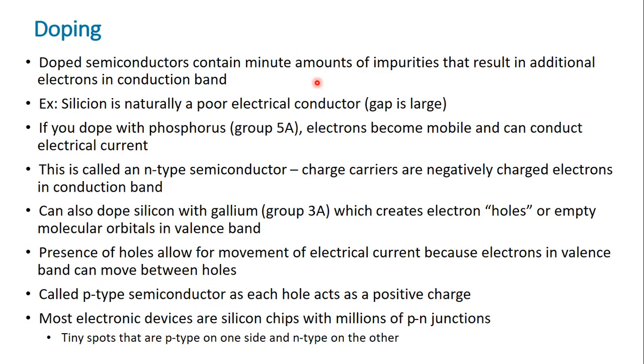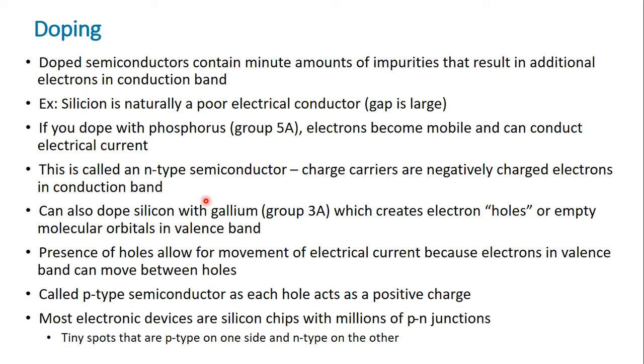Now, to make semiconductors better at conducting electricity, you can do something called doping. Doping is when you add a minute amount of impurities that result in more electrons in your conduction band. For silicon, as we saw in the table, the band gap is actually quite large, so it's not the greatest electrical conductor. However, if you take silicon and add a little phosphorus to it, the electrons become mobile and you can conduct electric current. We call this an n-type semiconductor because you are carrying negatively charged electrons.